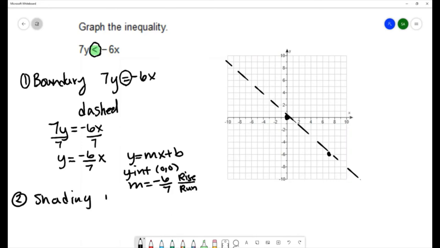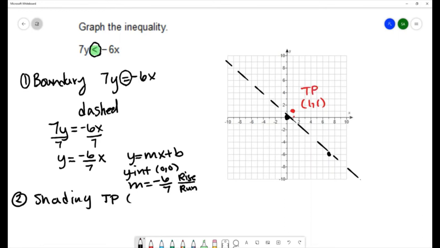we're going to pick a test point. There's only one rule about the test point, in that the test point cannot fall on the line. So most of the time we like to choose 0, 0 as the test point, but this line passes through 0, 0 because the y-intercept is 0, 0. So we need to pick a different point. So I'll pick something that works out nicely, about 1, 1. We'll let that be our test point.